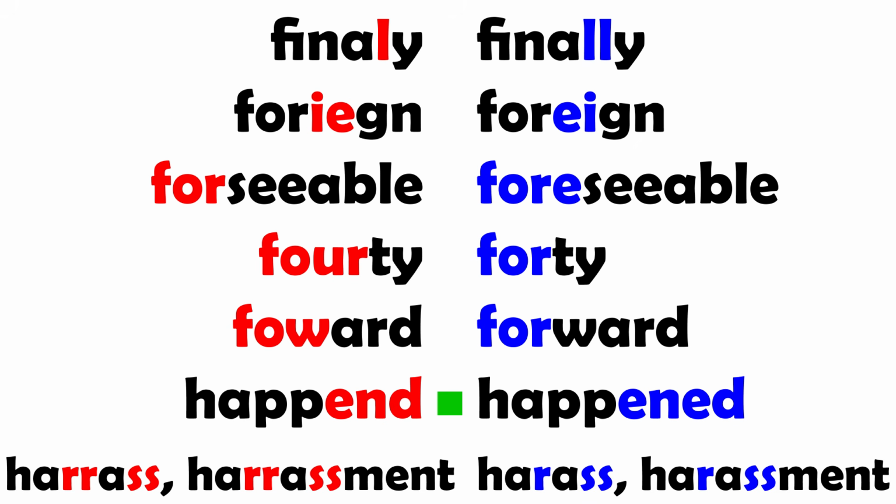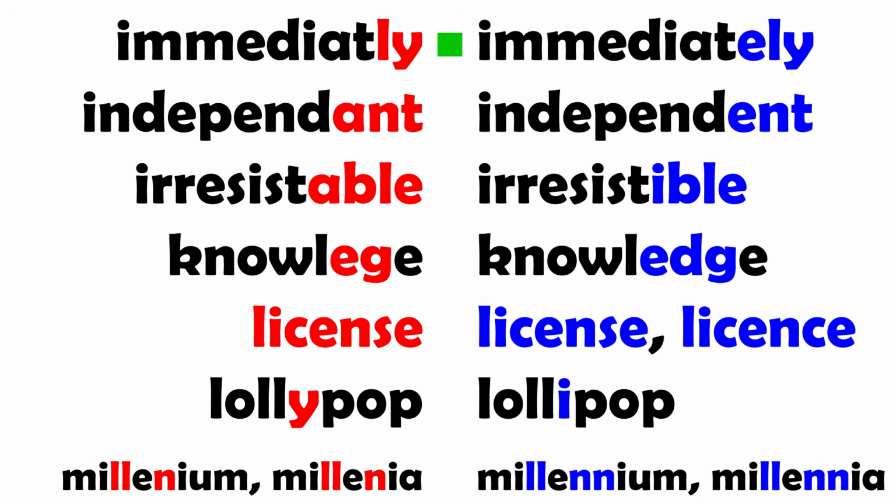Happened ends with E-N-E-D. Harass. Harassment. 1 R, 2 S's. That's the way to write harassment. Immediately ends with E-L-Y. Independent ends with E-N-T. Irresistible ends with I-B-L-E. Knowledge. Remember to put in the D for knowledge.